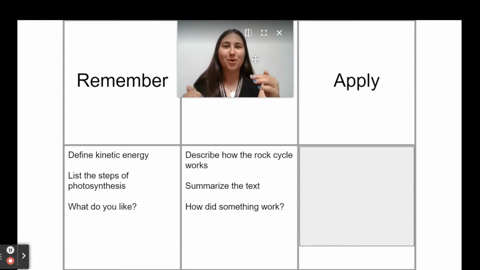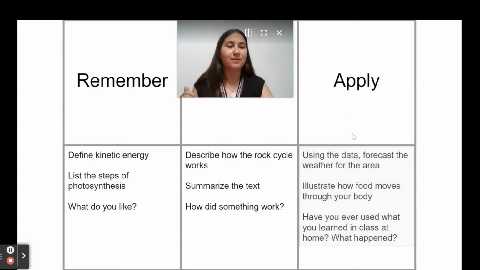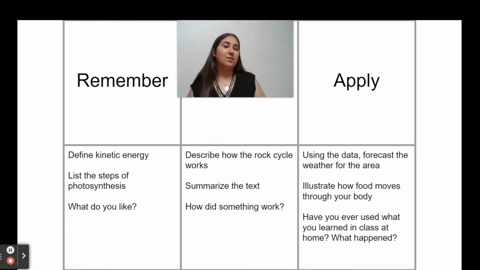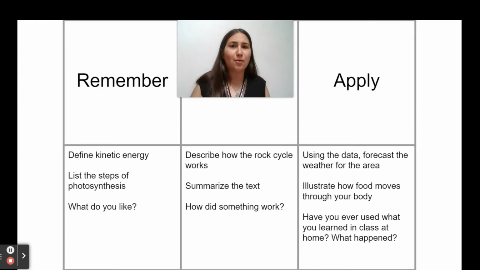The third row up is apply. So remember, that one is using it in a new situation. So maybe using data to forecast the weather for your area. Another way we could see that in science is illustrate how food moves through the body. In your letters, it could be, have you ever used what you learned in class at home and what happened? So it's just taking and applying things in different contexts in different places and seeing what would happen.